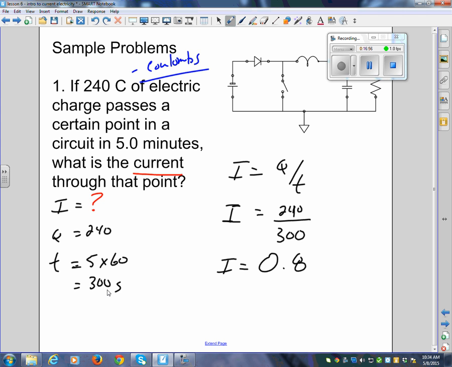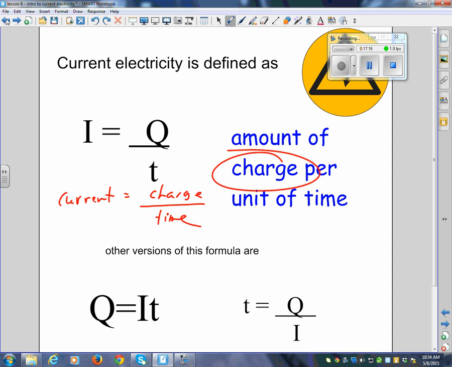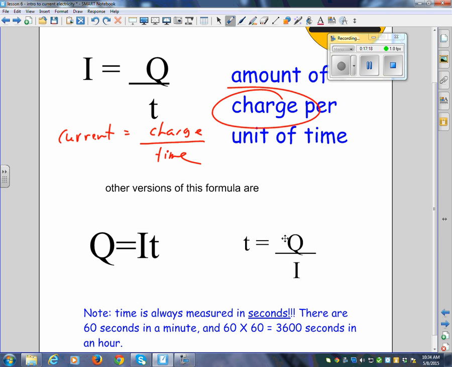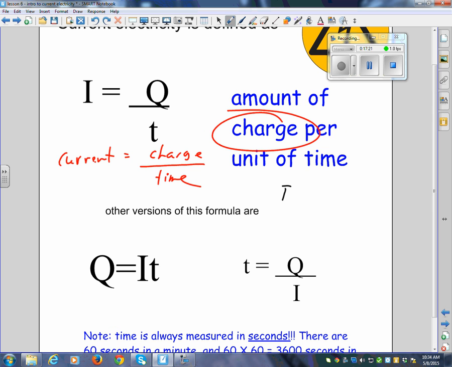Now, it's not C. Current is measured in amps. We use the letter A. Amps. Ampere. I can't remember his first name. Another French guy. We might want to go back and write that I is measured in amps, and Q is measured in coulombs. And I know it's hard to understand. T is measured in seconds.